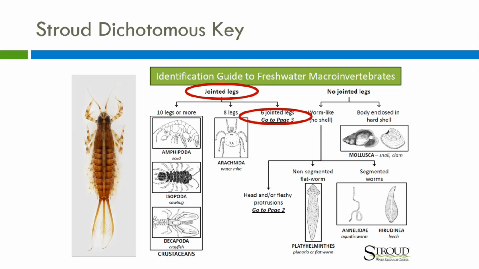And how many legs does it have? We can either say 10 legs or more, 8 legs, or 6 jointed legs. And in this case, yes, we do have 6 jointed legs, or 3 pairs. Beautiful. So we're going to flip to page 3.